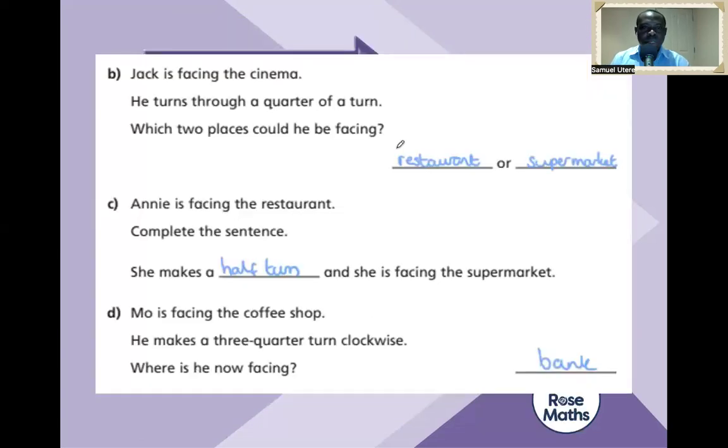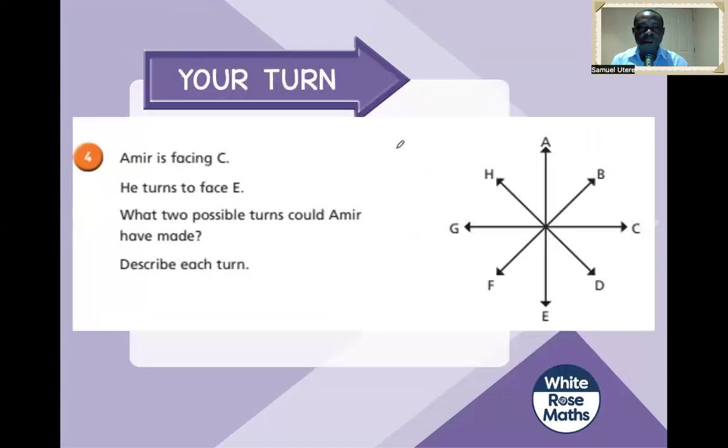All right, next, Annie is facing the restaurant. Complete the sentence. She makes a half turn and she's facing the supermarket. Okay, so if you go check your chart, you will see that that's the answer. Mo is facing the coffee shop. He makes a 3/4 turn clockwise. Where is he facing now? He's going to be facing the bank. All right, pause the video and answer question 4 in 2 minutes.